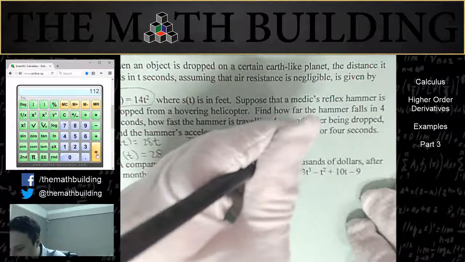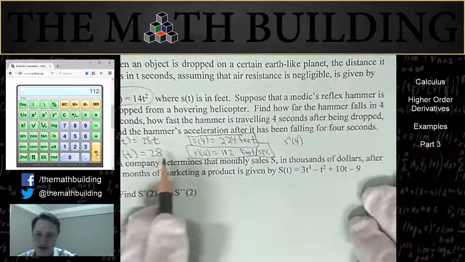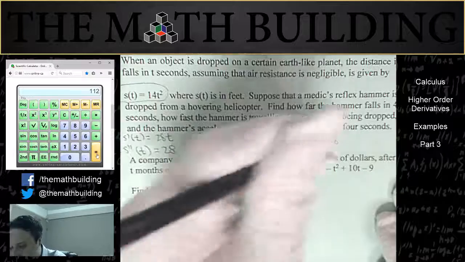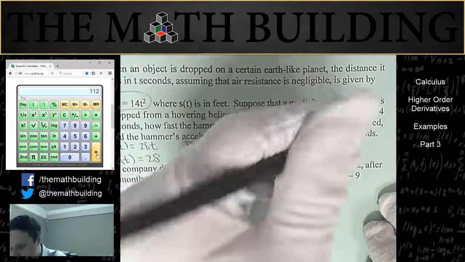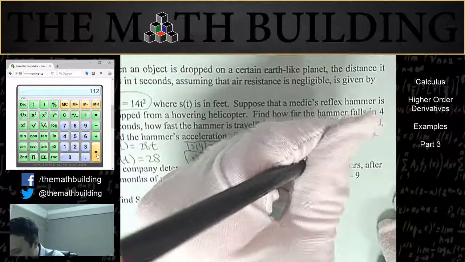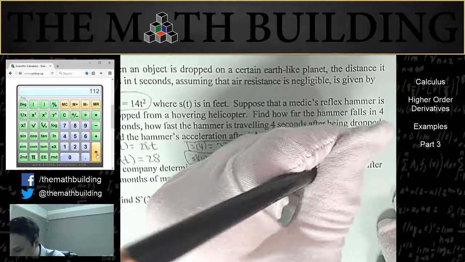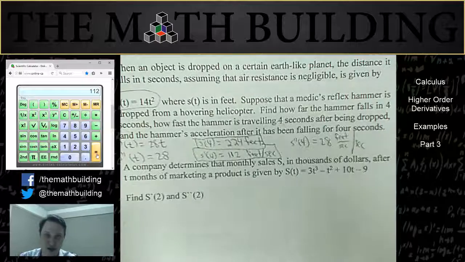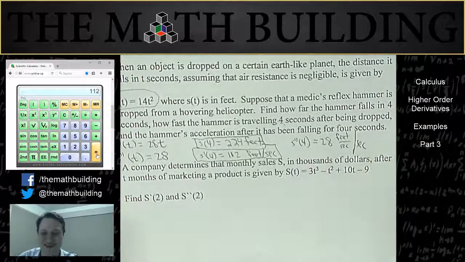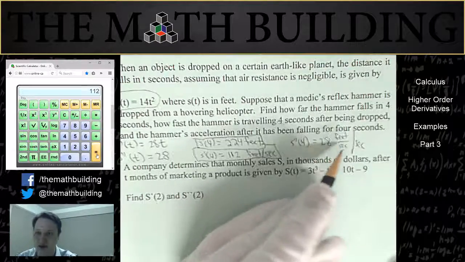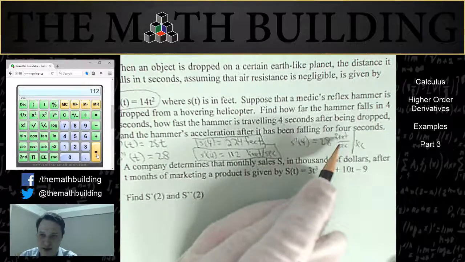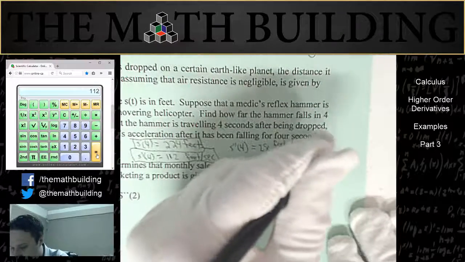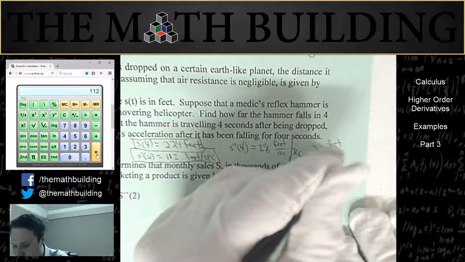And we see that s prime prime of 4, there's no t to plug 4 into, so that's just 28. So its acceleration is constant, and that would be feet per second per second. So it's accelerating 28 feet per second a second. Okay, so the velocity is what's changing here, and so that's why the feet per second is changing. Or you can think of it as 28 feet per second squared.